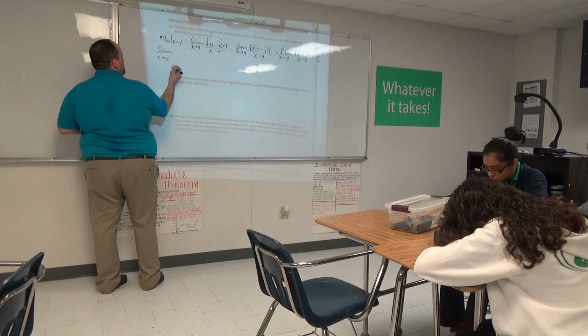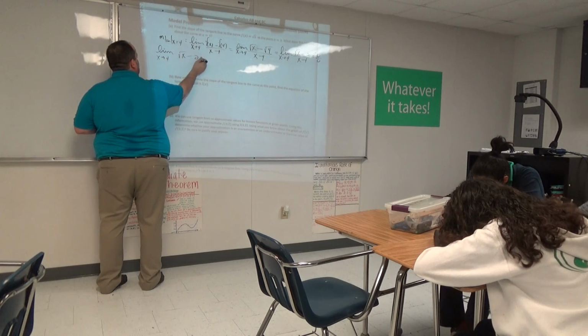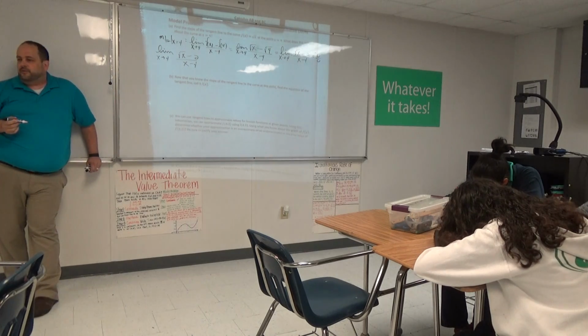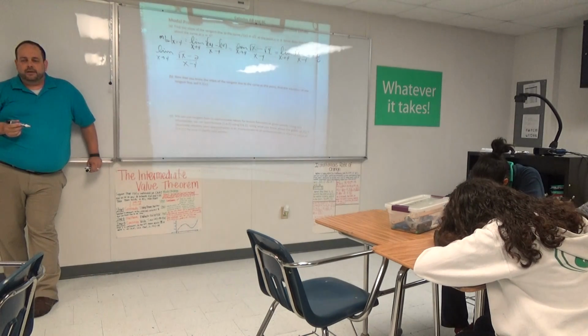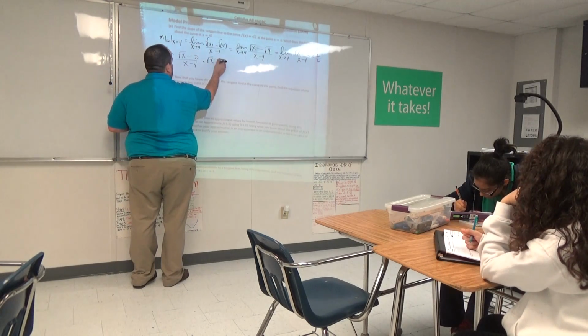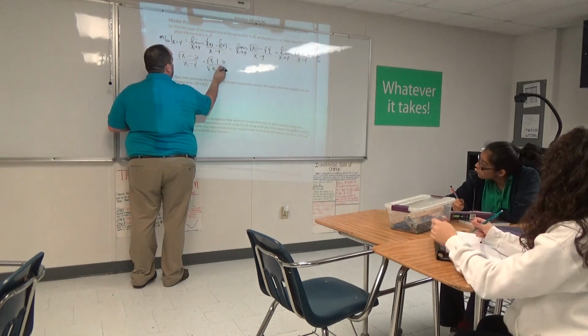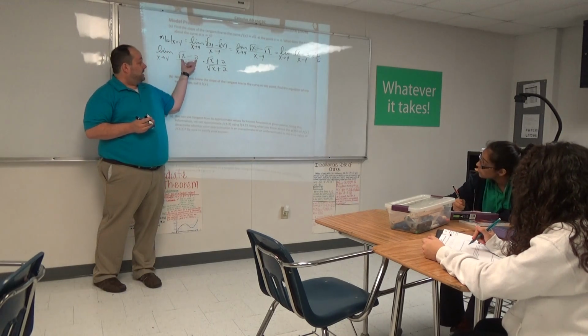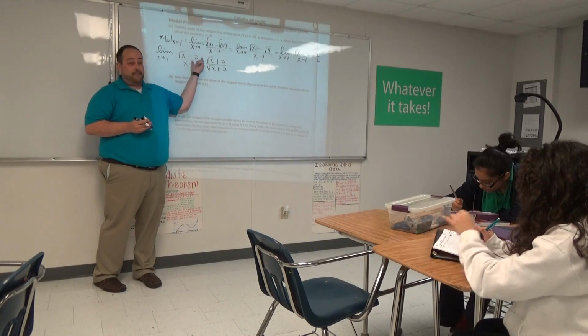So the limit as x approaches 4. Who's got some clever algebra for me? How are you going to evaluate the limit of square root of x minus 2 over x minus 4? Stephen, what are you going to do? Multiply by the conjugate. So square root of x plus 2 over square root of x plus 2.